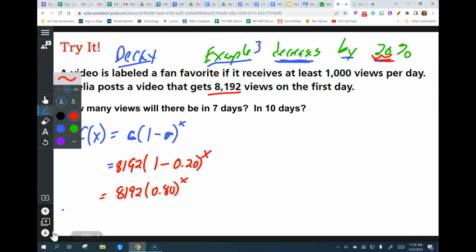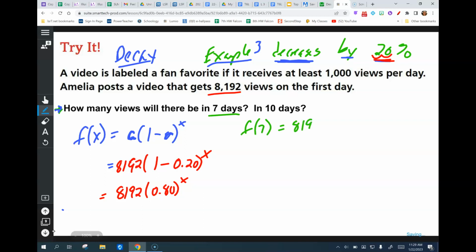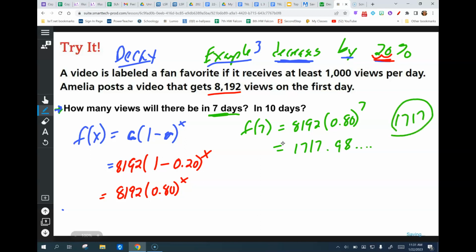First, we're going to do it for 7 days, so we're going to find f of 7. We go 8,192 times 0.80 to the 7th, because what we're plugging in is going to be our exponent. Pull out your calculators. When you plug that into your calculator, you get 1717.98 and so on. So we would say that in 7 days there will be about 1,717 views. About that. We're not going to come up with exactly.